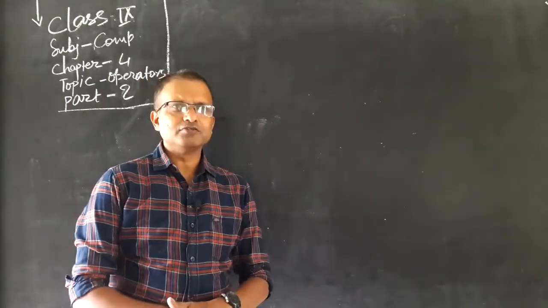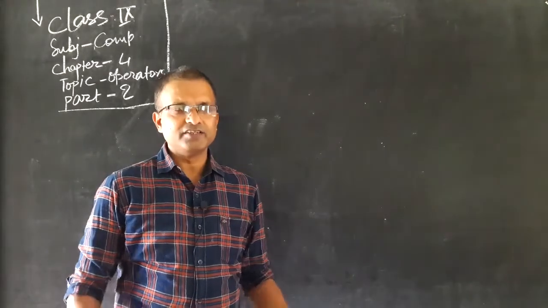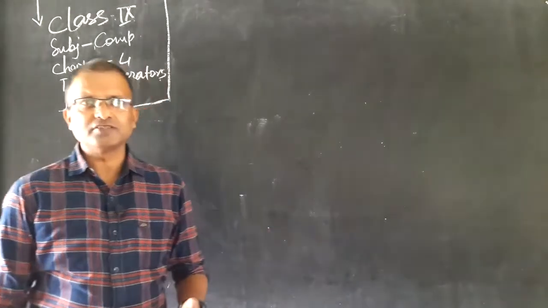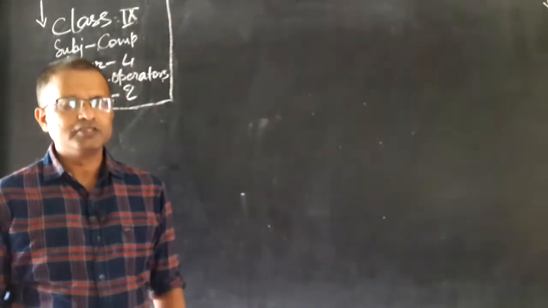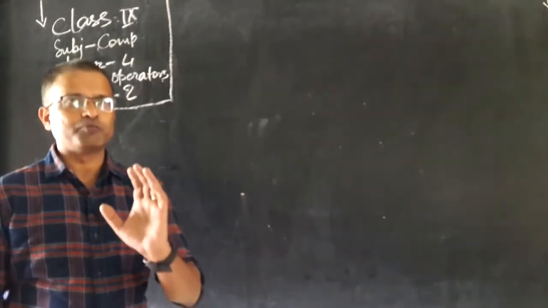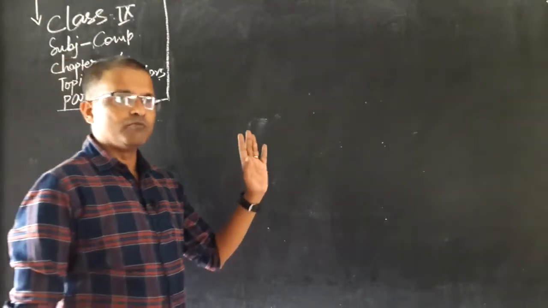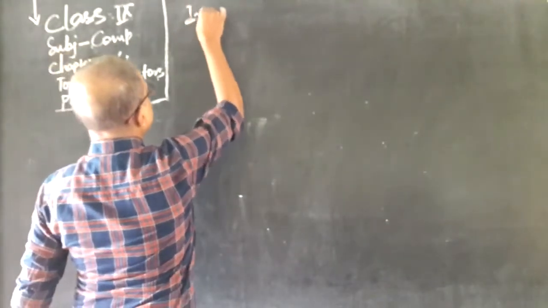In the previous videos, we have started a new topic, chapter 4, operators in Java. And in that video, we have discussed different types of operators like arithmetic operators, relational operators, logical operators and conditional operators. Today we are going to discuss one of the most important operators, that is increment and decrement operator. So this is the most important operator. Let us discuss what this is.